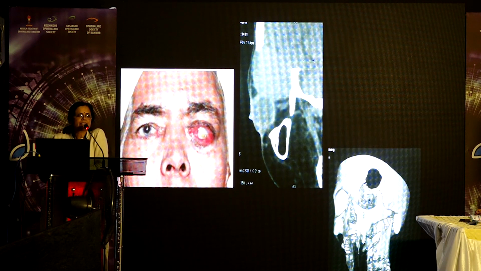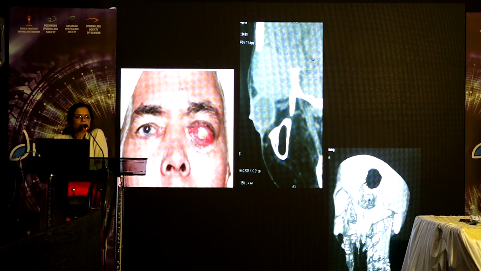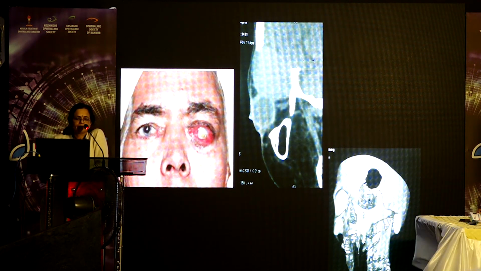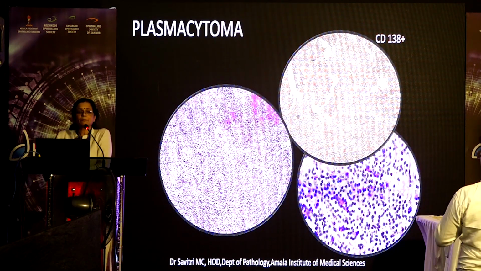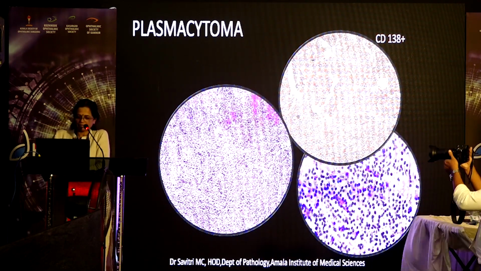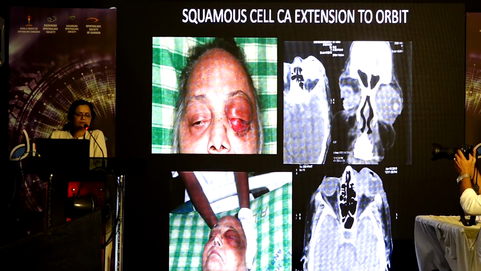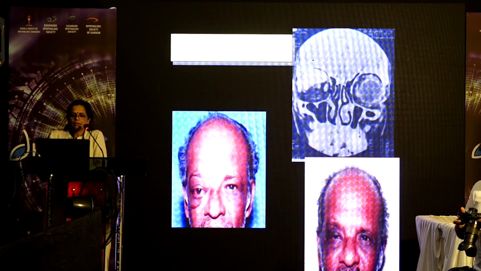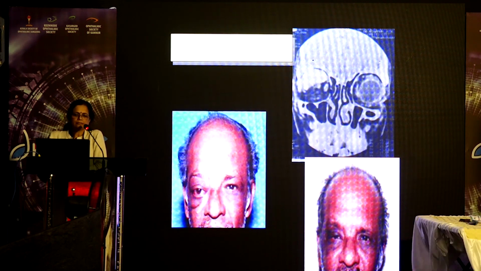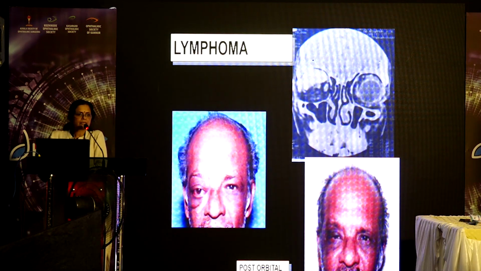This was a punched out lesion in the bone with a soft tissue component in an old lady. What is it, punched out lesion? It was CD138 positive. It was a plasmacytoma, which is a localized form of multiple myeloma. Again, a squamous cell carcinoma, which has extended to the orbit. The treatment is exenteration. This is a molding mass in the superior orbit, and what will this be? It's a lymphoma. After radiation, the mass is completely resolved.